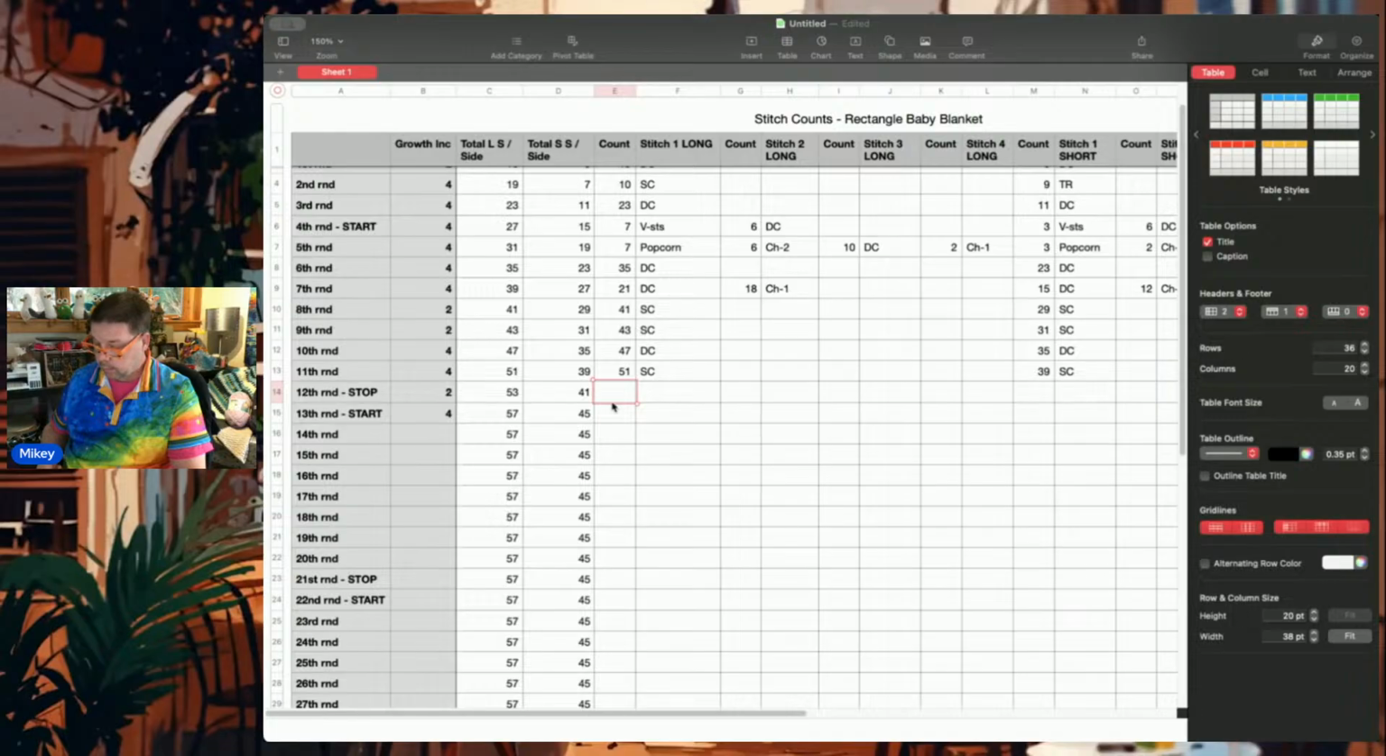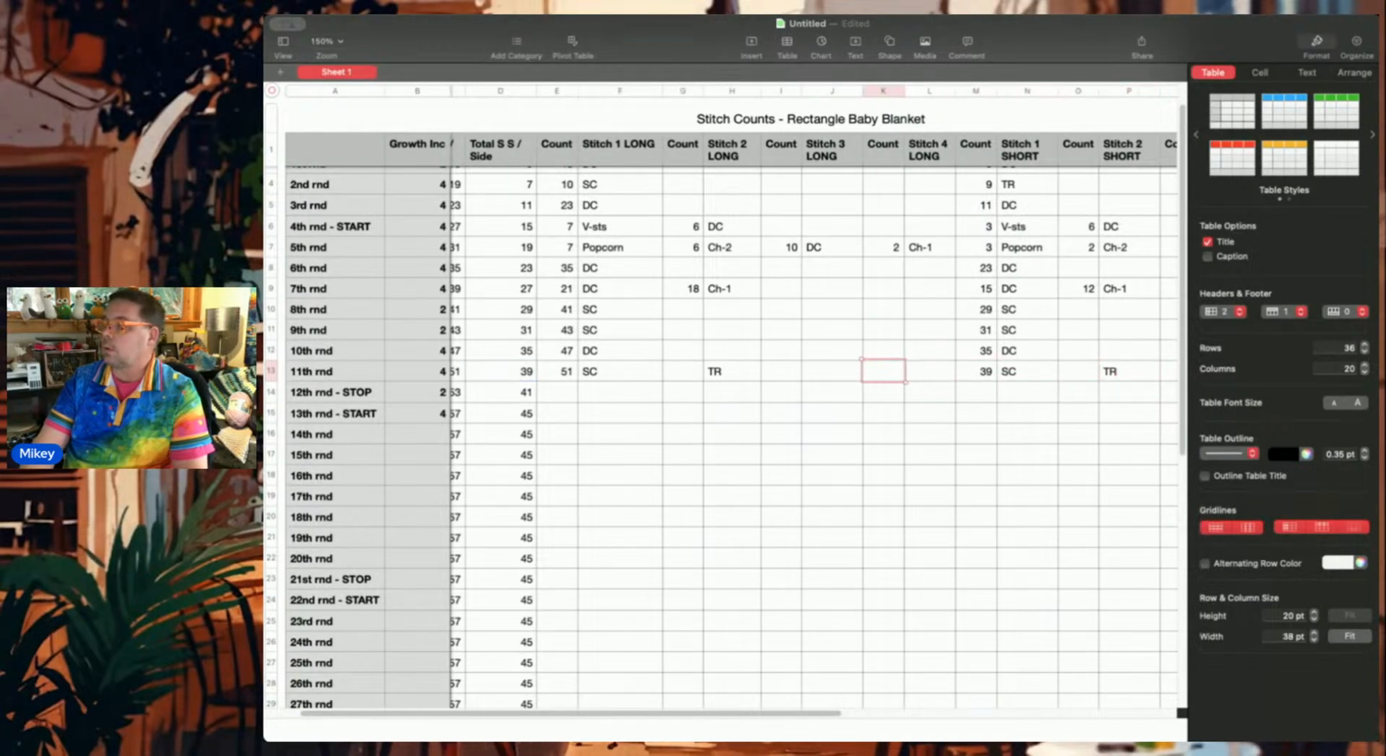Okay, I'm missing a round. Number 11. Number 11 is not that. Okay, so we have 11th. There's a faux popcorn stitch there, so it's 1, 2, 3, 4, 5, 6, 7, 8, 9, 10, 11, 12, 13, 14, 15, 16, 17, 18, 19, 20, 21, 22, 23, 24, 25, 26. So 26 single crochet.